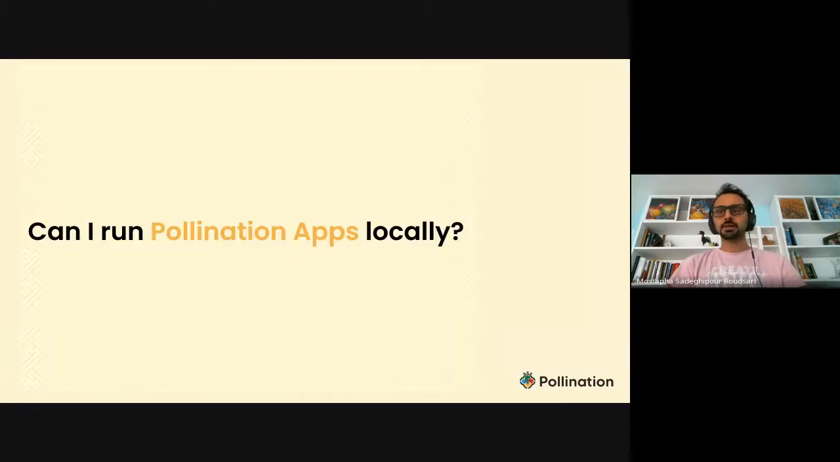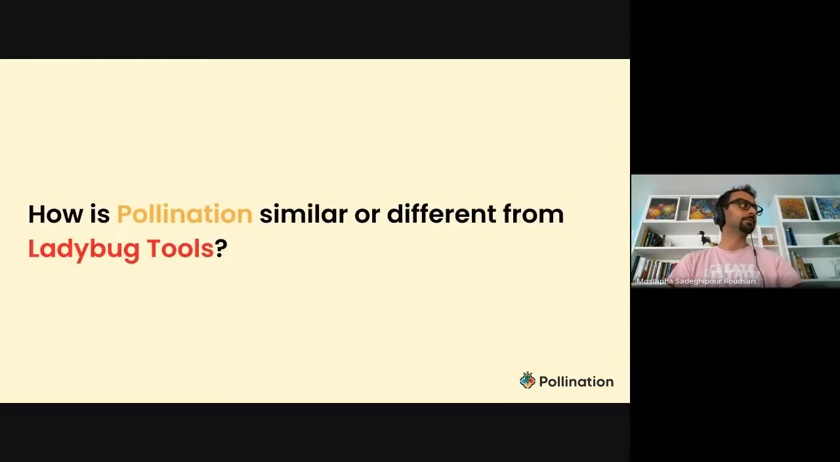Then the other question that we had was, can I run Pollination apps locally? The answer is, for now, you cannot run Pollination apps locally. You can only run Pollination apps on the cloud, but you can run all the Pollination recipes locally. So for recipes, you can run them locally or on the cloud. For apps, right now, you can only run them on the cloud. We are working to see if it's possible to provide a solution for running Pollination apps locally. But right now, you can only run them on Pollination on the cloud.